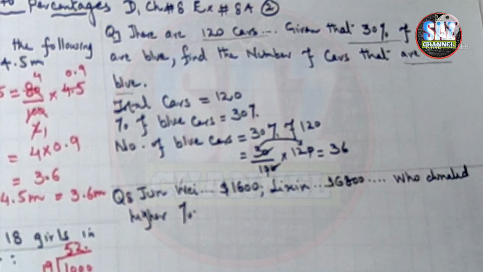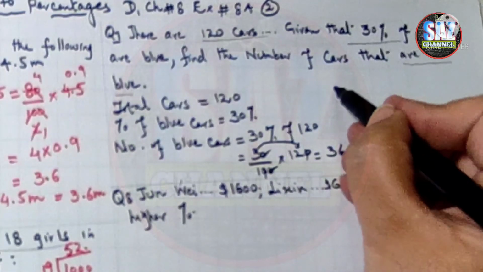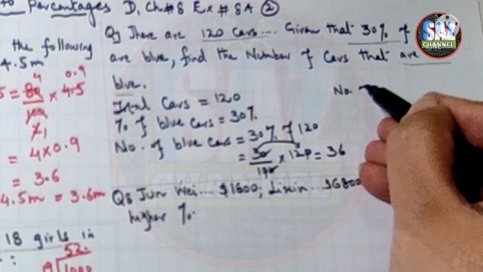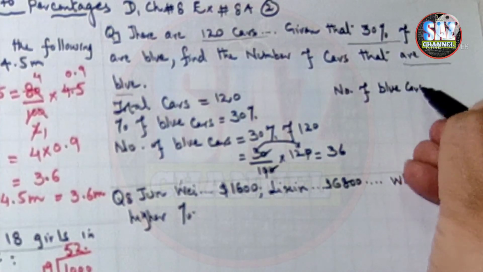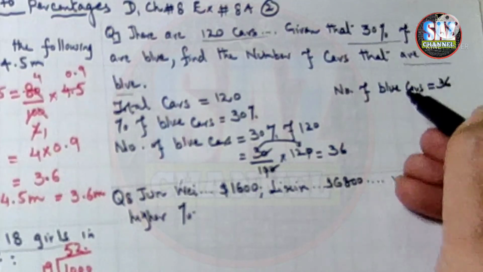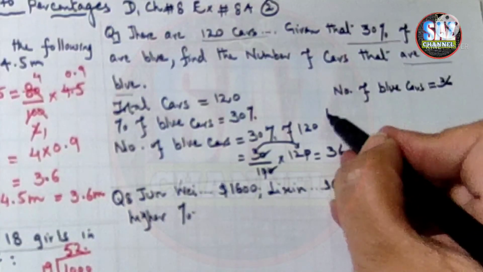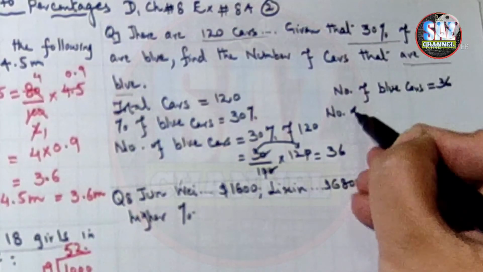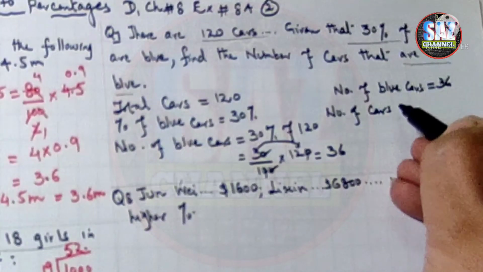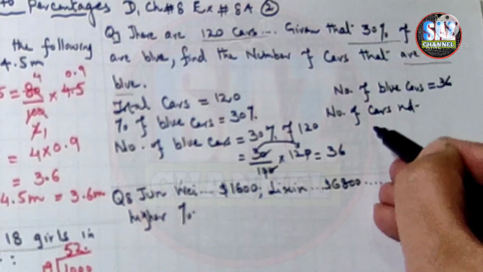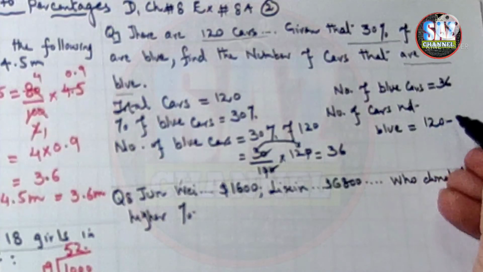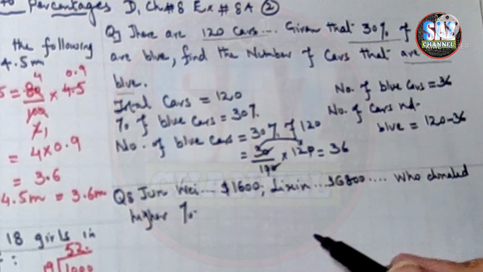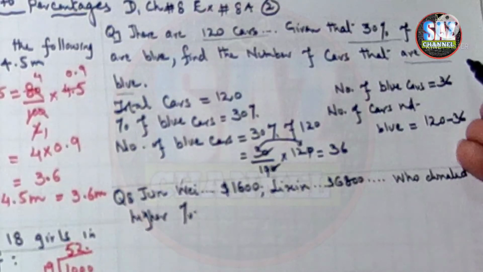It means that out of 120 cars, the number of blue cars is 36. Number of cars not blue, 120 minus 36, and that will give me, okay, I have to perform the calculation over here.